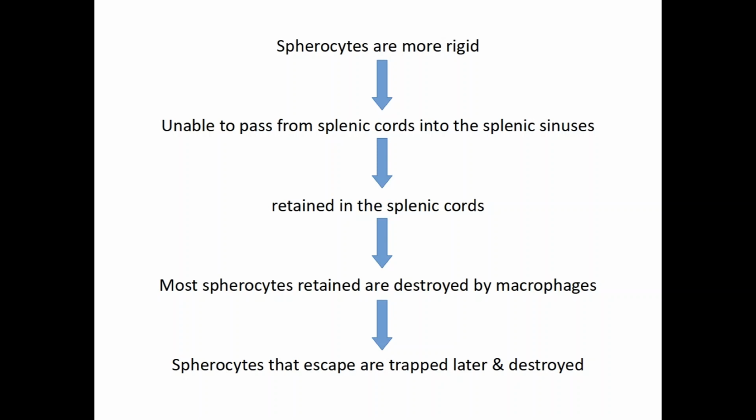Because they are retained, the local macrophages in the spleen will eat up the RBCs, leading to extravascular hemolysis. Those spherocytes which escape from the spleen will be trapped in the spleen on the second circulation, and they will be destroyed by the macrophages.